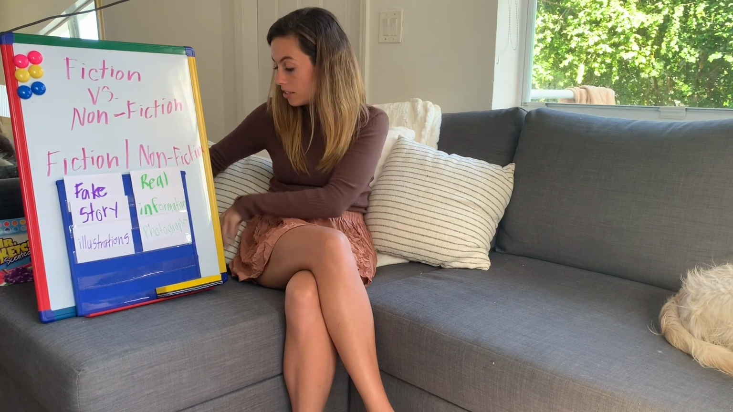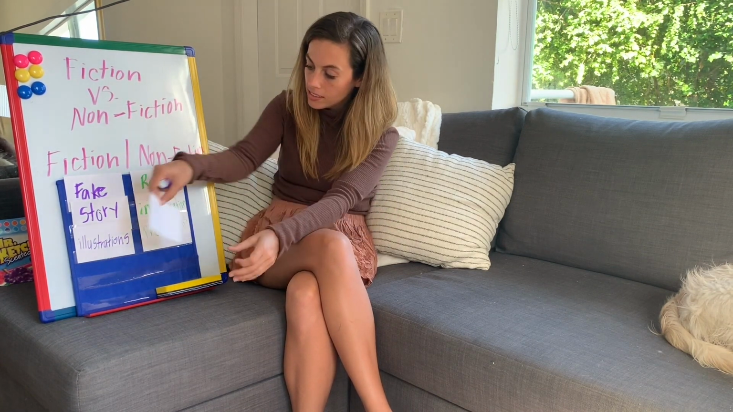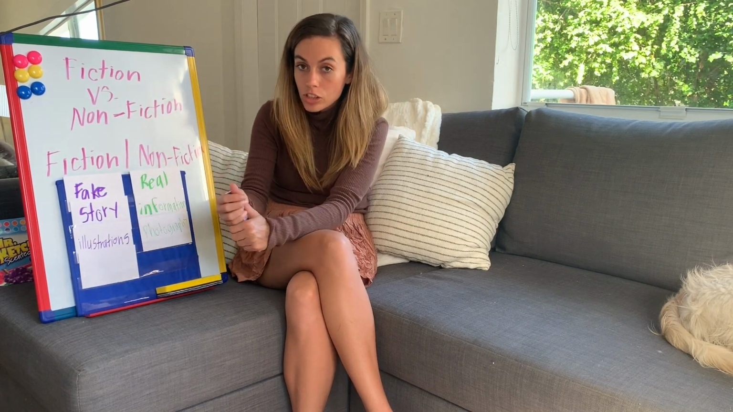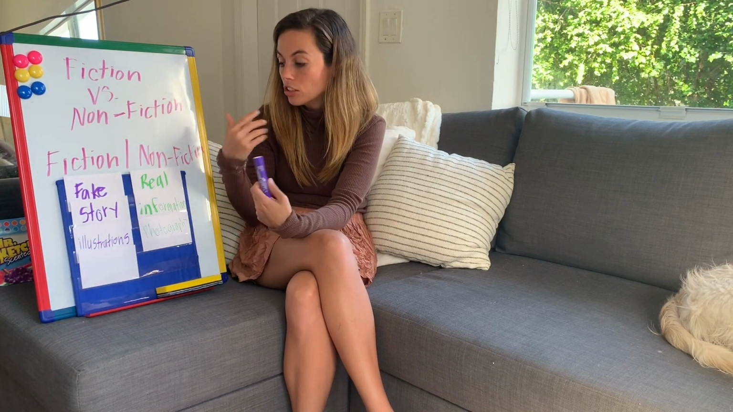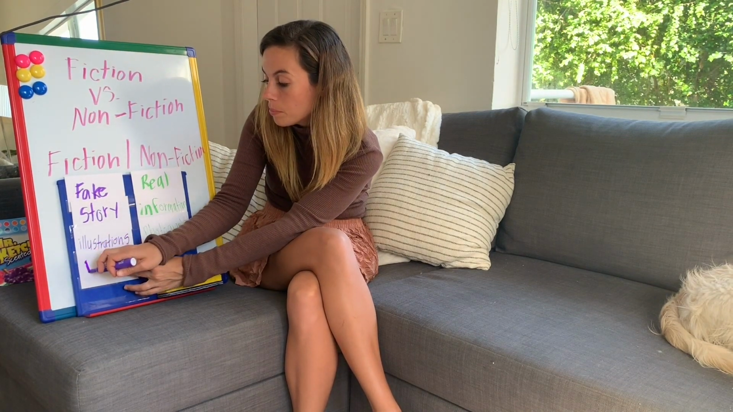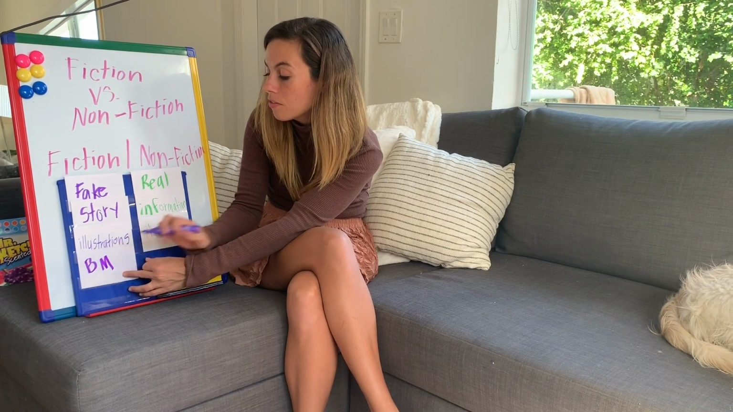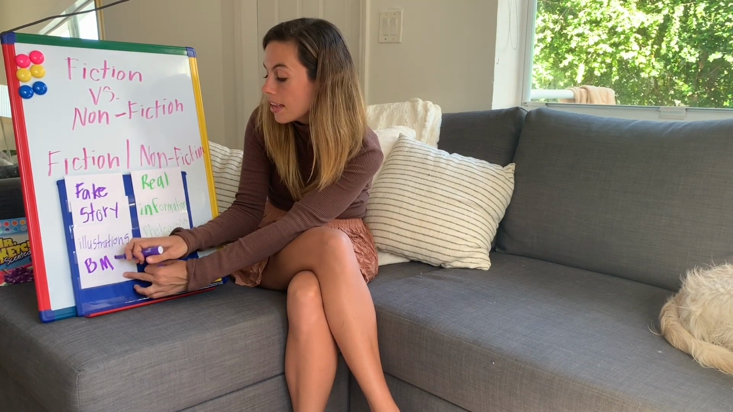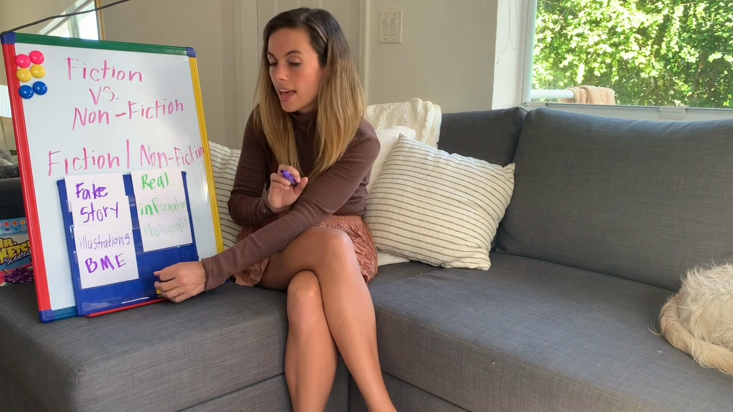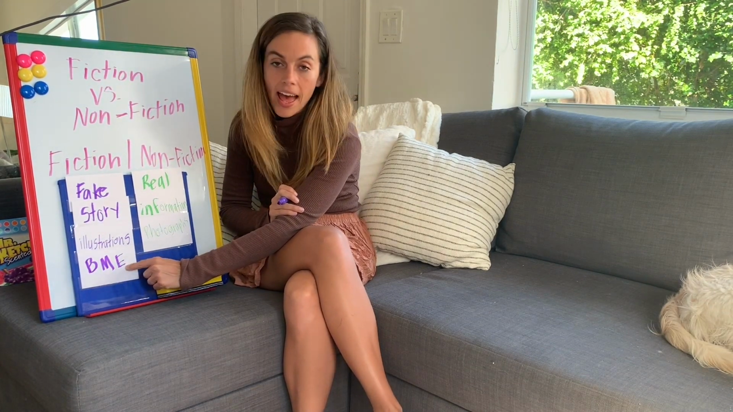In fiction, there's also a beginning, middle, and end. And they have characters, a setting, a solution. And so I'm just going to write B for beginning, M for middle, and E for end. So fiction books have a beginning, middle, and end.